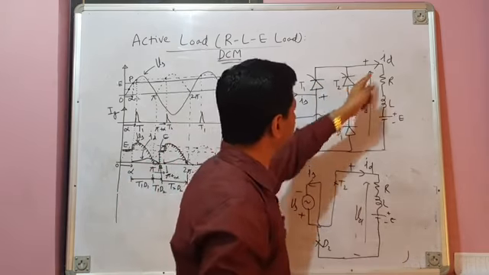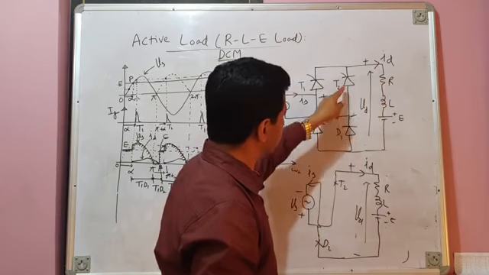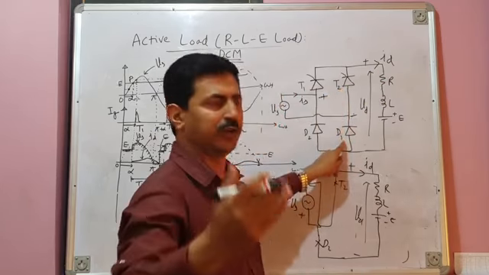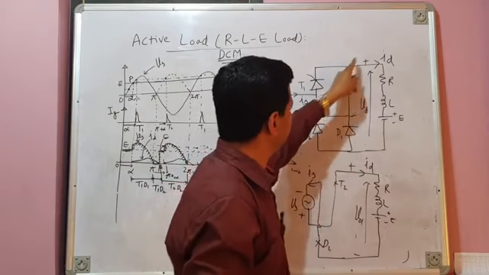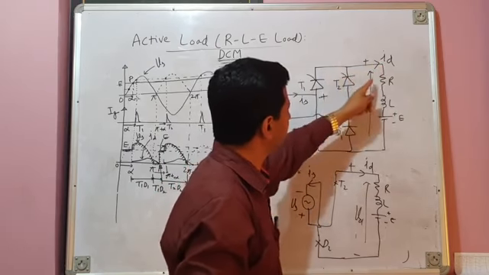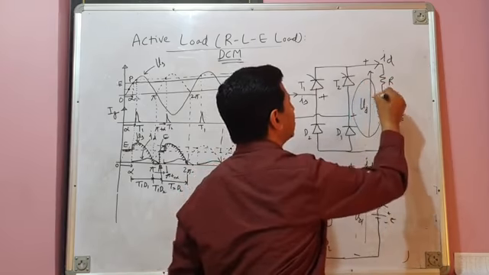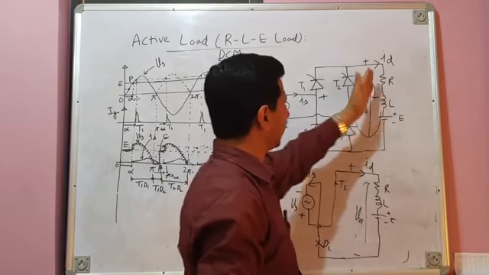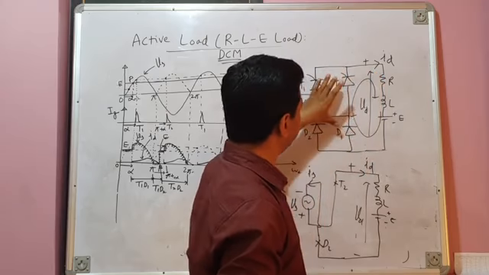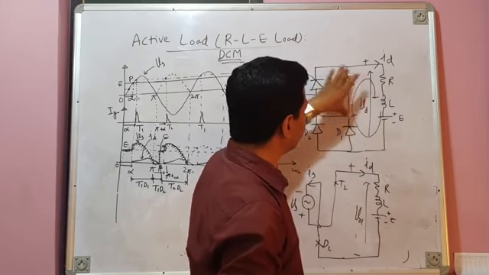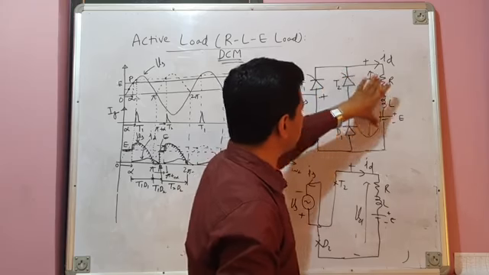Another easier path for the load current is to flow, since T2 is already conducting, D1 will also go into conduction, and it will flow through T2, D1. And since it flows through T2, D1, we can say current freewheels through T2 and D1. And when current freewheels through T2 and D1, it is shorted by T2 and D1, and voltage across the load is zero.